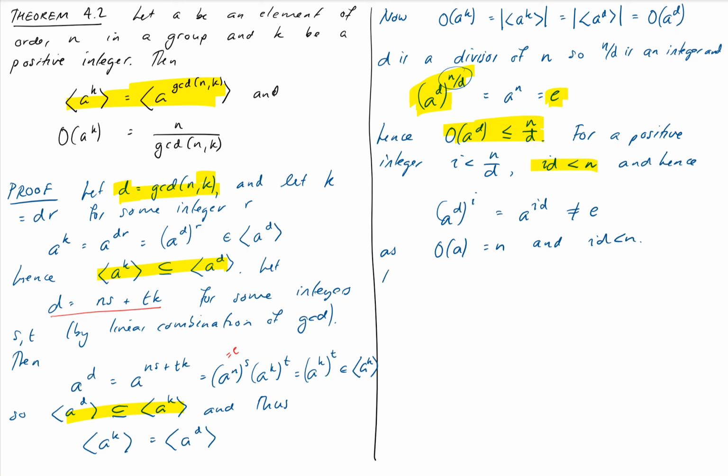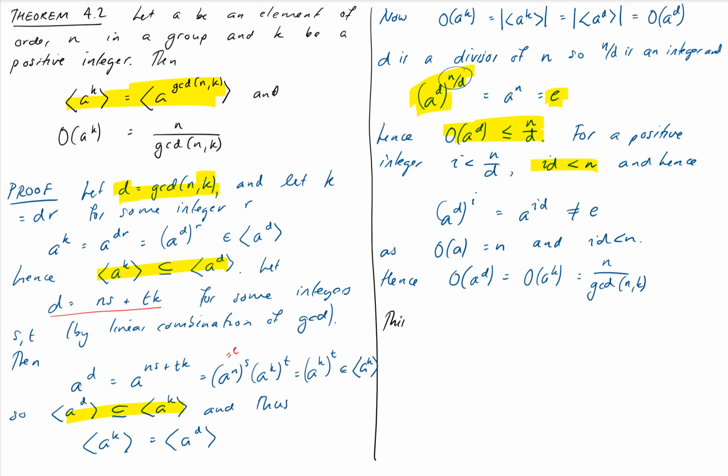And so I can conclude that the order must therefore be what we want. Hence, the order of a to the d is equal to the order of a to the k, which equals n over d, where d is the GCD of n and k. Okay, so that's the end of the proof. We have shown those two things are both true. Let's just have a little bit of a play on an example and see how it works in practice.